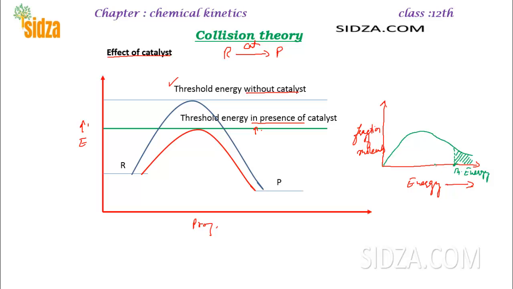Now let's suppose the threshold energy for the same reaction is this one. Since it decreases the threshold energy, now the new threshold energy for the same reaction is this much. That means the number of molecules which can form the product is now very high. So when the number of molecules possessing the threshold energy increases, the reaction becomes faster. So by adding a catalyst, the reaction rate increases many times because the catalyst decreases the threshold energy of a reaction.